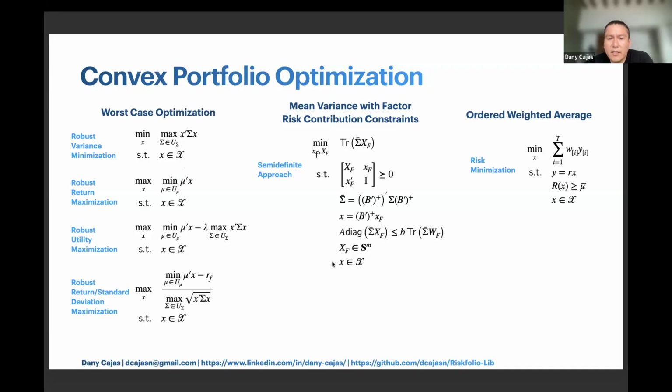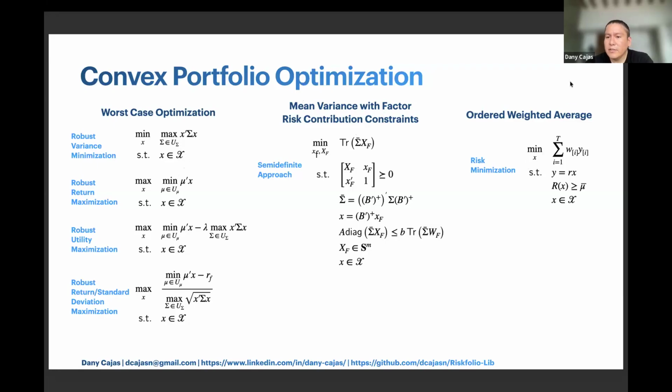Another model that is included in Riskfolio-Lib is the factor risk contribution constraints. So for those asset managers that invest using risk factors, with this model you can control the amount of risk from each risk factor. But this model is only available for the variance.